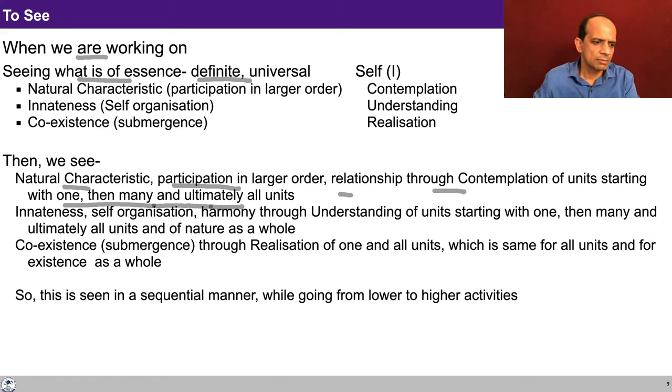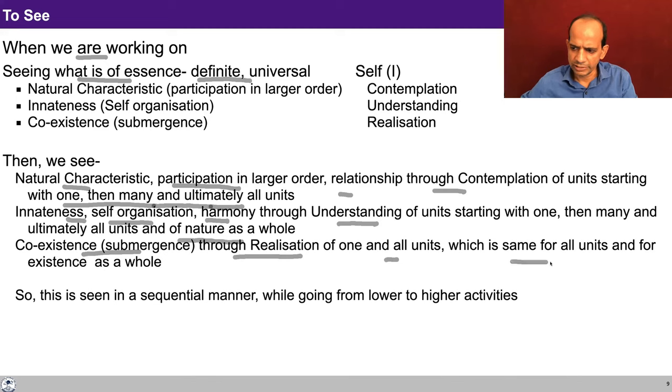Similarly, we are able to see the innateness, that is self-organization, that is harmony, through understanding of units, starting with one, then many, and ultimately all the units and of nature as a whole. And then we see coexistence, that is submergence, through realization of one and all units, which is same for all units and for the whole existence. So this is seen in a sequential manner while going from lower to higher activities.